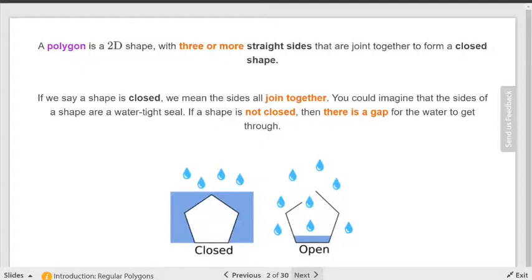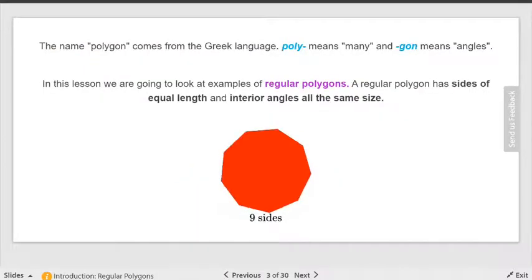There are lots of different shapes of polygon. You'll have to copy that piece from somebody else. The name poly comes from the Greek language. Poly means many and gon means angles, so you're looking for many angles.